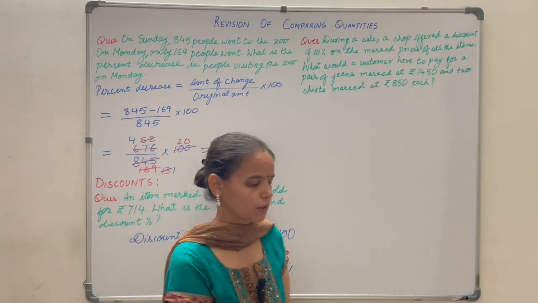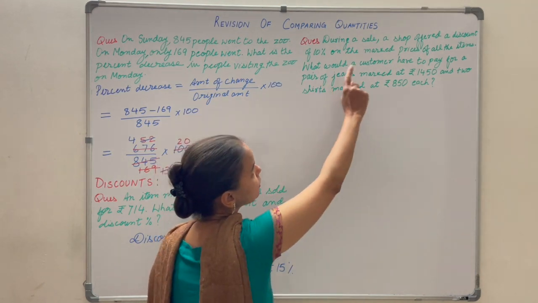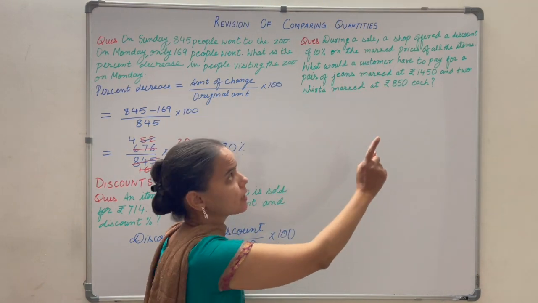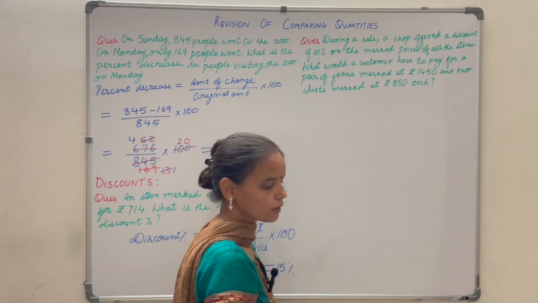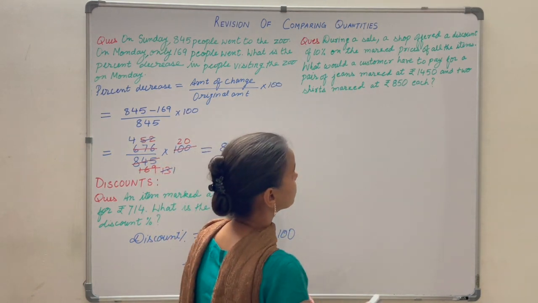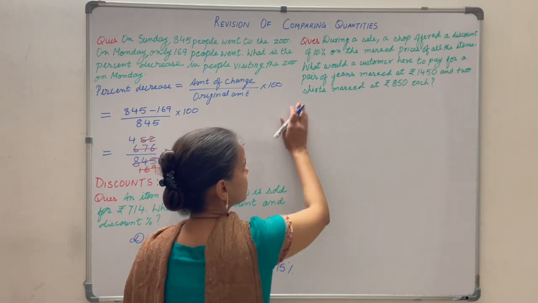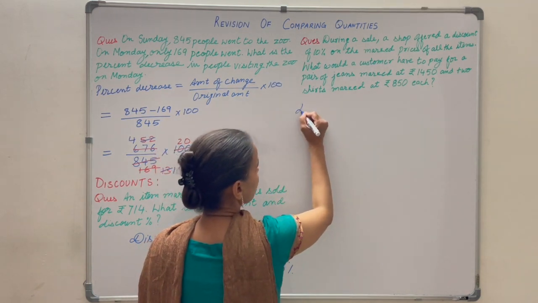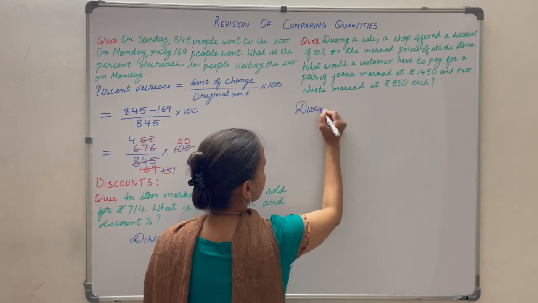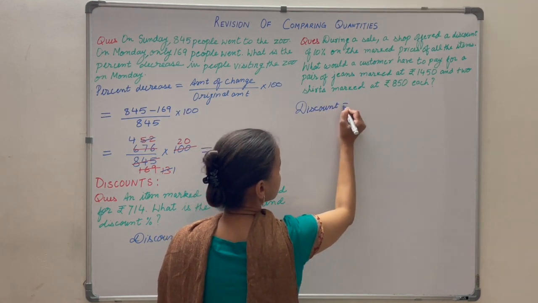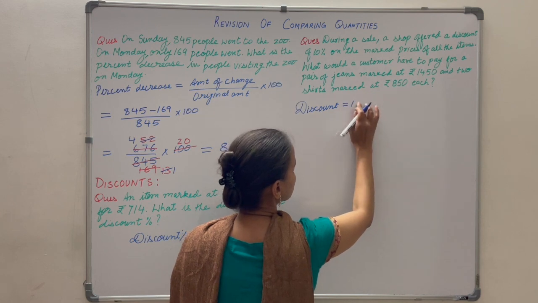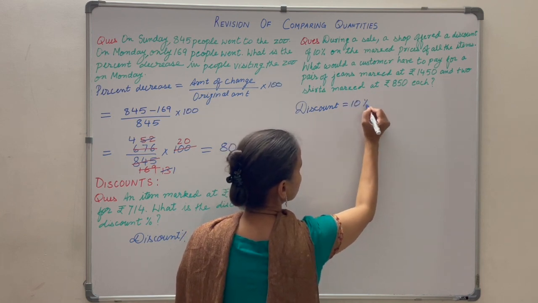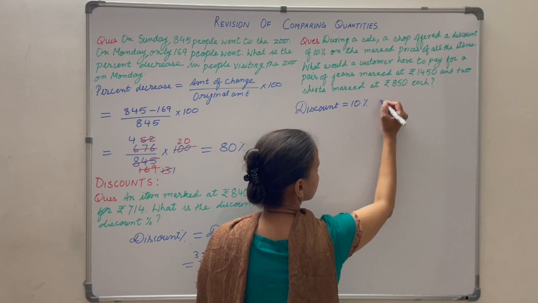So let us find out how much is the discount. To calculate the discount, they have given you the discount percentage, that is 10% on the mark price of all the items. So let us calculate the mark price of all the items on that 10% discount. So discount is 10% on the mark price of all the items.